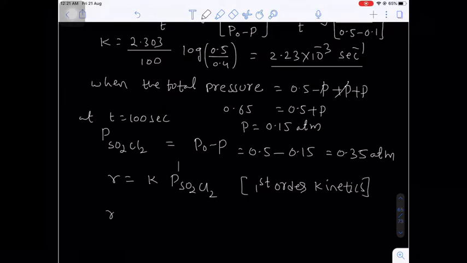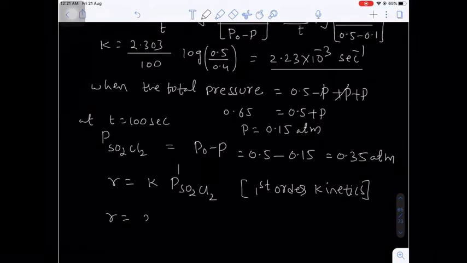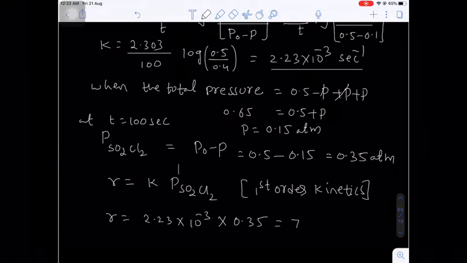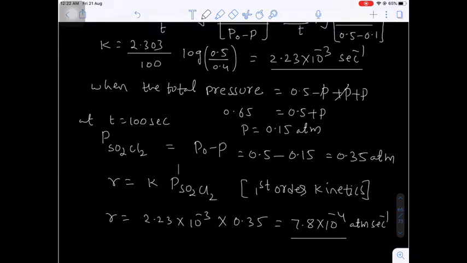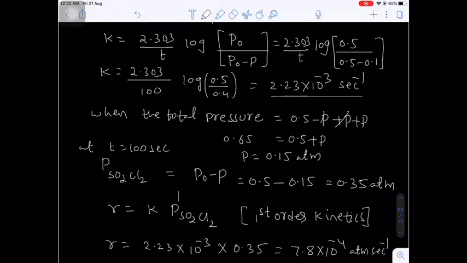Are you getting my point? Now R is equal to K, which we got as 2.23 into 10 raised to minus 3, multiplied by the partial pressure of SO2Cl2 at 100 seconds, 0.35 atm. After complete multiplication, you will get 7.8 into 10 raised to minus 4 atm per second. This is the rate of the reaction, and the other was the rate constant of the reaction. Are you getting my point?